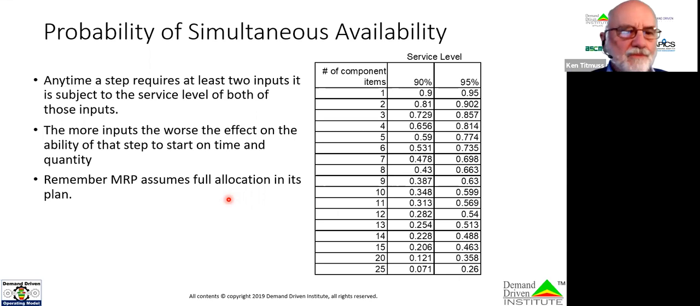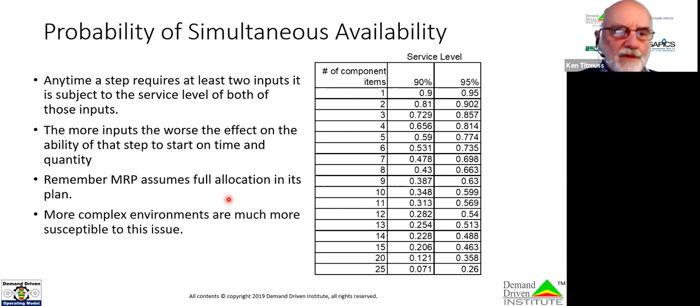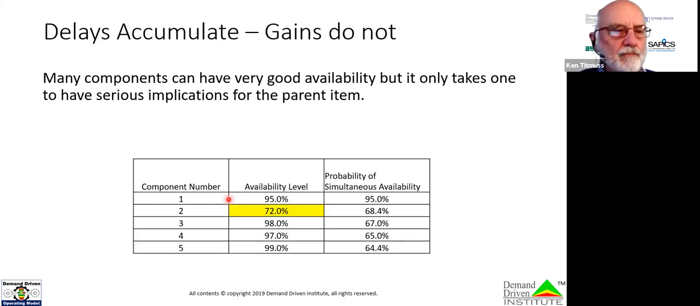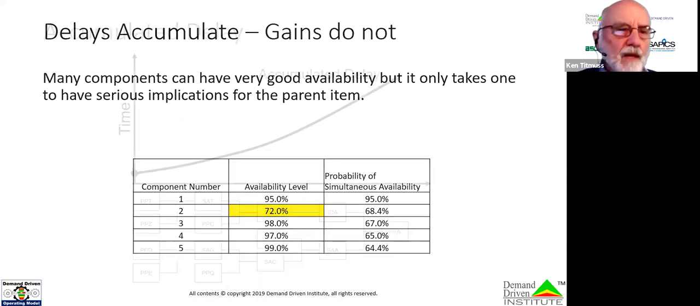So remember, MRP assumes full allocation in its plan. It assumes that everything is going to be there. And in many cases, you only need one item that's not there and it's a problem. So more complex environments are much more susceptible to this issue. And delays accumulate and gains do not. Many components can have very good availability, but it only takes one to have a serious implication on the parent part. So we only need one component with low availability, and we have a problem.